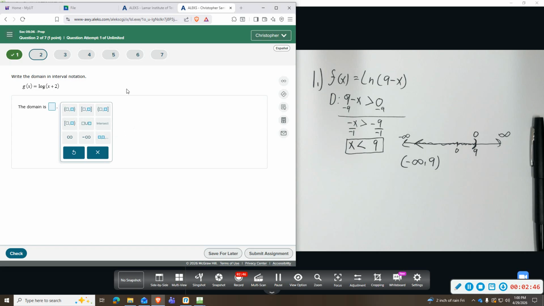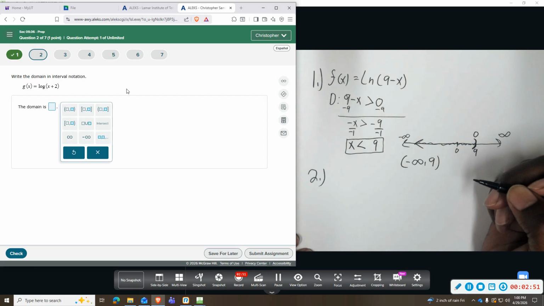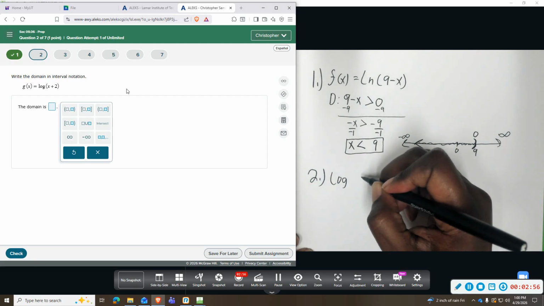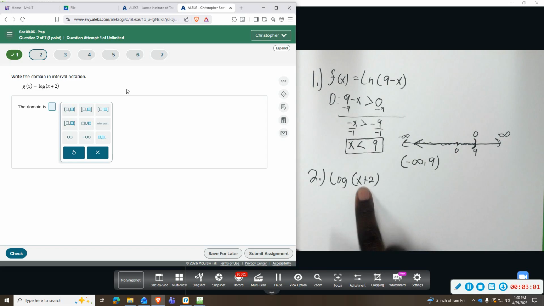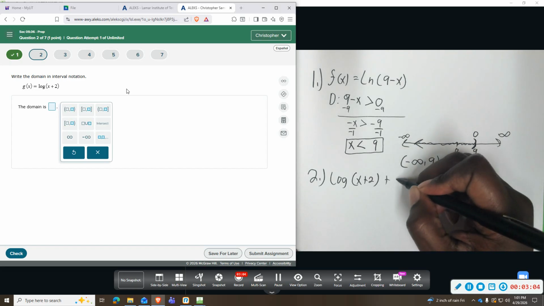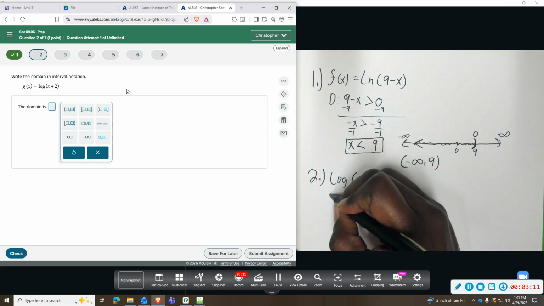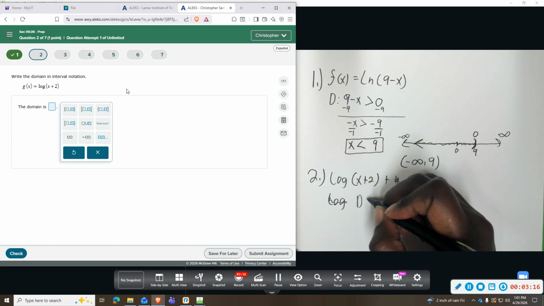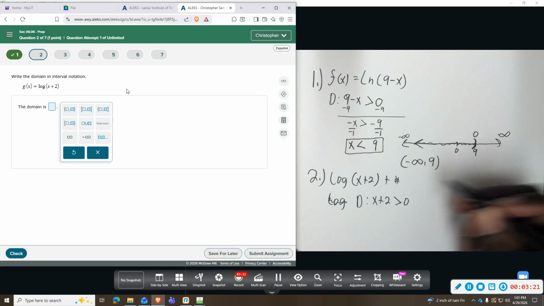All right, number 2, also want to write the domain. This time we have log of x plus 2. Again, we just take the argument. Even if there was some additional number out here, plus something, it didn't matter. We only focus on what's inside the log. So the domain: x plus 2 is strictly greater than 0.